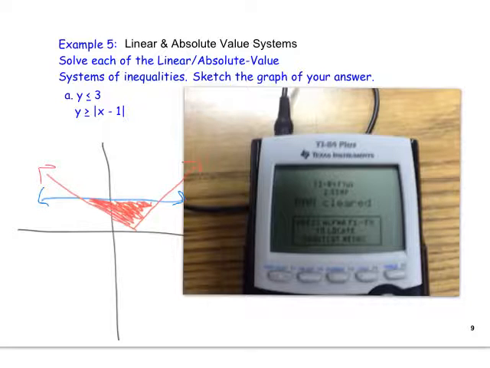Now clearly, this isn't the only type of mixed up system that you could graph. You could graph a parabola, which comes from a quadratic function, with a line. You could graph a cubic function with a line. Just any type of function you could graph together and find the intersection of their shaded regions.